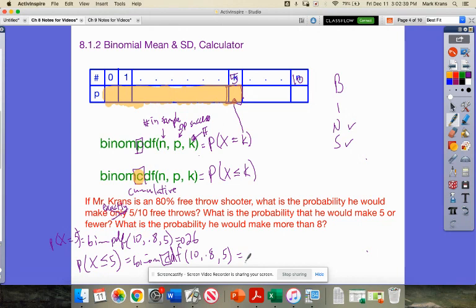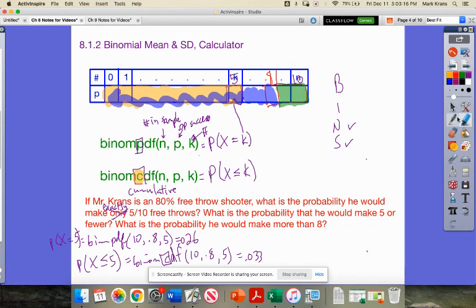3.27, or 0.0327. Okay? How about this last one? That he would make more than 8. So here, I'm just going to sketch in my diagram. More than 8 means that we want this probability. Oh, not that probability. We want these two probabilities. If we want more than 8, we want those two. So I could do a PDF of 9 and a PDF of 10 and add them together. Or I could use a CDF by calculating all of these and subtracting from 1.